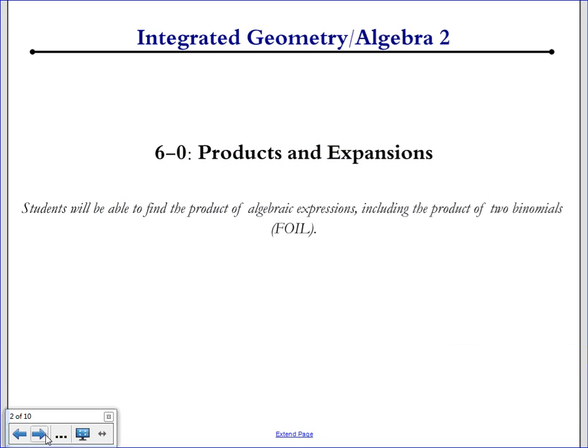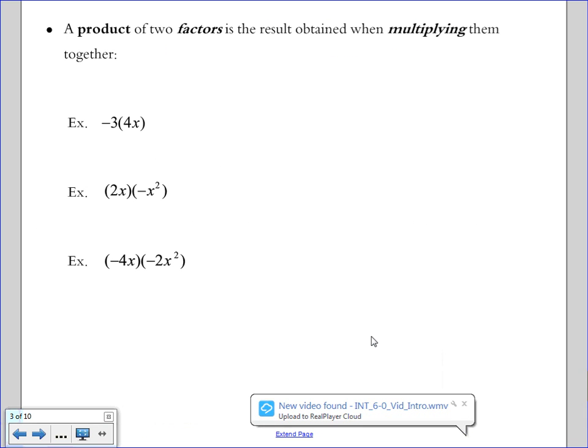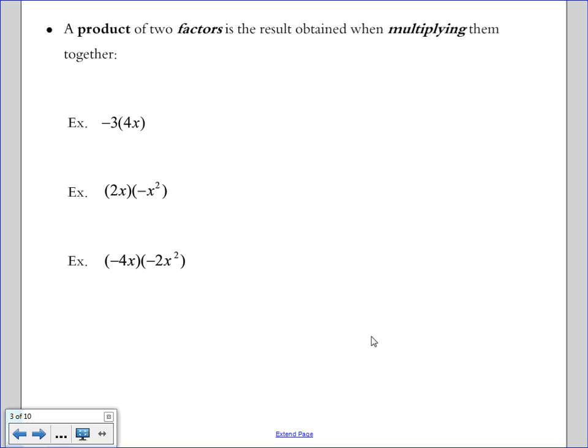This video is about products and expansions. So a product of two factors is the result obtained when you multiply them. The word product means to multiply, and the factors are the things that are being multiplied together.